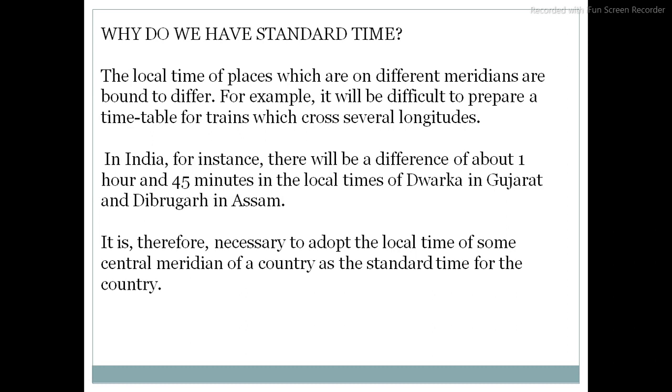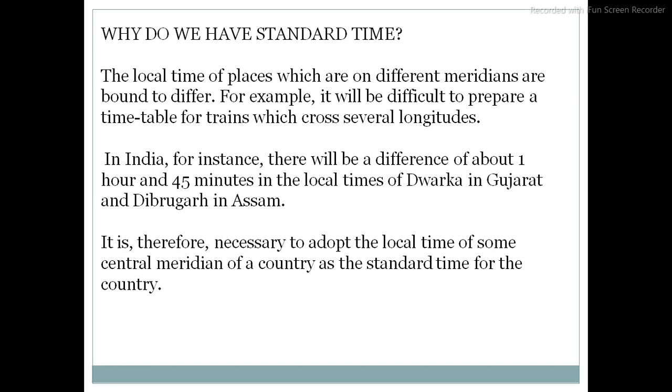Why do we have a standard time? The local times of places on different meridians are bound to be different. For example, it would be difficult to prepare a timetable for a train which crosses several longitudes. Suppose a person is moving from Jammu and Kashmir to Kerala. He is going to cross a number of states. So what should the time be and how is it going to be fixed?